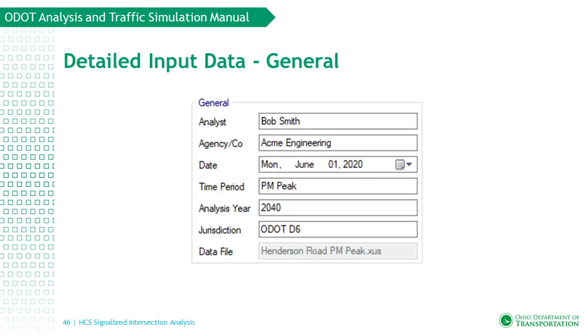The information included under the General tab includes the name of the analysts and their agency and the analysis date. The analysis time period, which is usually the AM or PM peak, and the analysis year are also entered. An entry for the jurisdiction is also provided and commonly refers to the location or client.